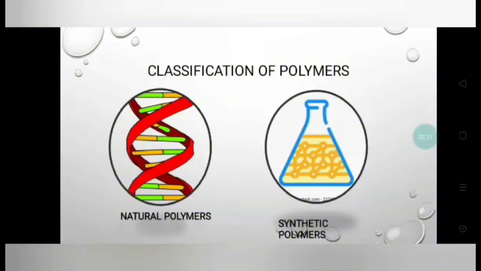So synthetic polymers are those which are human-made polymers, sometimes referred to as plastics. So when we say synthetic polymers, we can think of plastics. For example, plastic bottles or ball pens and rubbers. So those are synthetic polymers.